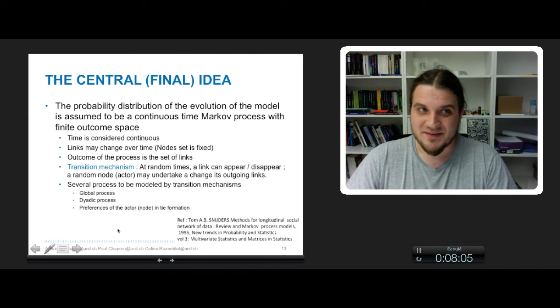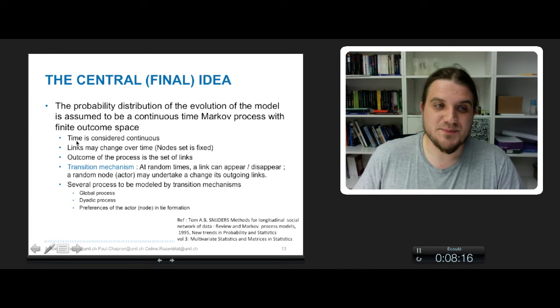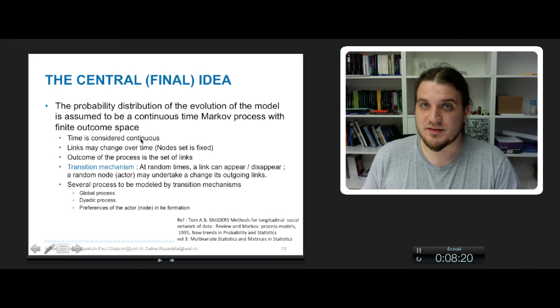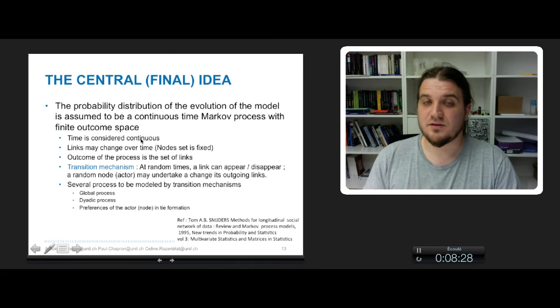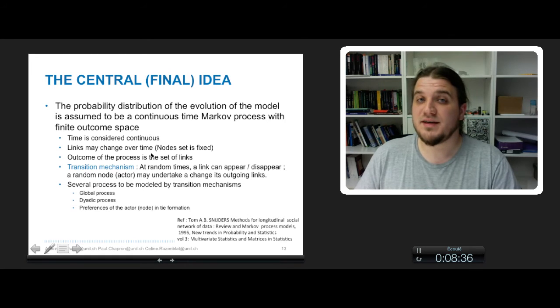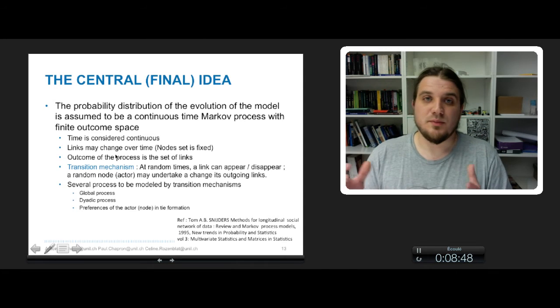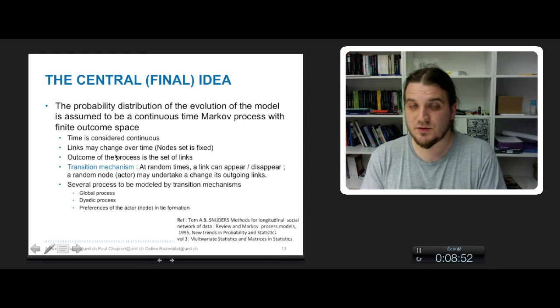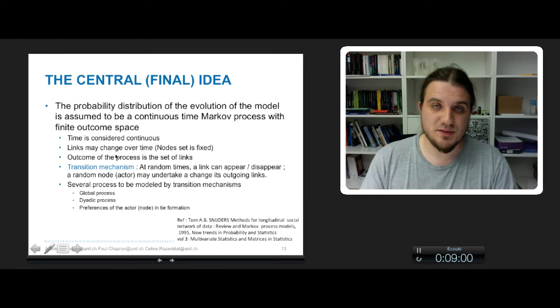So the final central idea is this Markov process that represents the network, the probability distribution of the evolution of the model of the network. There are several properties. The first is that time is considered continuous, so this relies on a continuous time Markov process with rates of change in a matrix called the transition rate matrix. You consider that links may change over time, but the node set has to be fixed, so you don't consider that you can remove or add nodes during time. The outcome of the Markov process, so the output space, what the Markov process produces, is the set of links. So given a fixed set of nodes, the possible outcomes of the Markov process are the sets of links between these nodes.